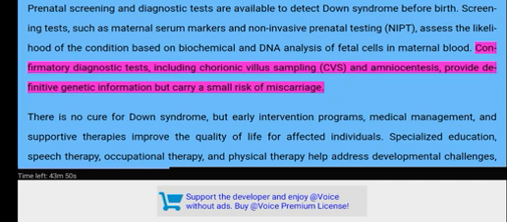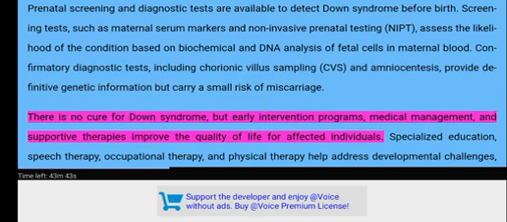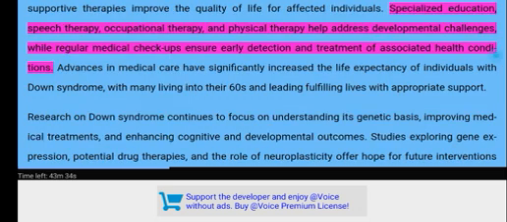Confirmatory diagnostic tests, including chorionic villus sampling (CVS) and amniocentesis, provide definitive genetic information but carry a small risk of miscarriage. There is no cure for Down syndrome, but early intervention programs, medical management, and supportive therapies improve the quality of life for affected individuals. Specialized education, speech therapy, occupational therapy, and physical therapy help address developmental challenges, while regular medical checkups ensure early detection and treatment of associated health conditions.